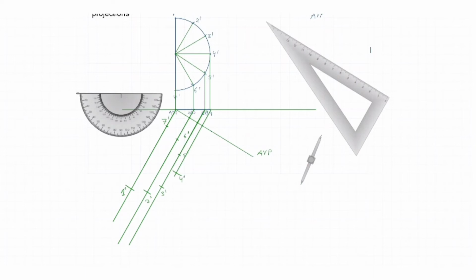Then we will join the different points. Let me first erase the extra projectors which are not required. These are actually not required. Okay, then we will join them. So 1 with 2, 2 with 3, 3 with 4, 4 with 5, 5 with 6, and 6 with 7. So this will be the auxiliary front view.